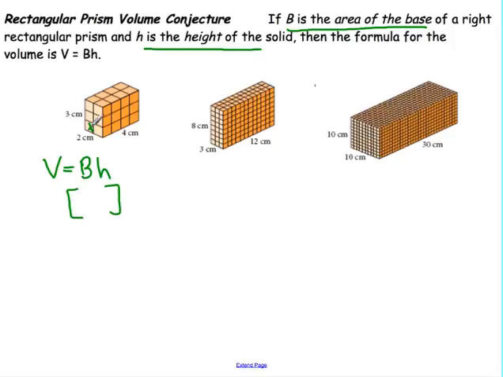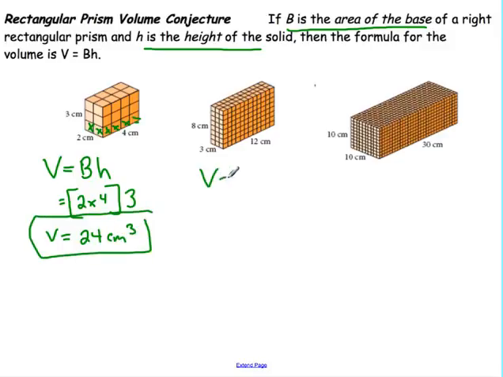So we'll talk about the base. That's going to be 2 times 4. So we say 2 times 4 on the inside here, and we're going to multiply that by the height. This building would be 3 high. I'm just going to multiply those together. I'll get a volume of 24 cubic centimeters.